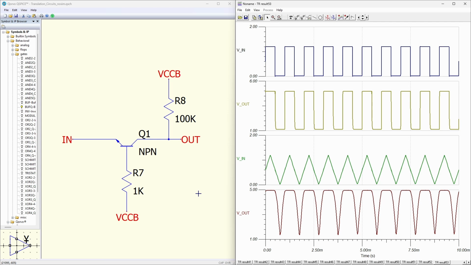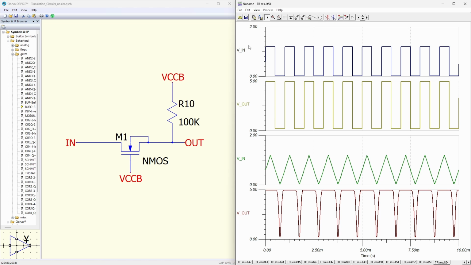Going back to the BJT clamp circuit, we can see that that also can be used as an up translator. Here I'm putting in a 1.2 volt input signal and getting out a 5 volt signal. Now, it is important to note that my output here is about 1 volt whenever we're in the low state. So that is a bit higher than what you'd usually want to have, but it's definitely better than nothing if you don't have any other option for a translator.